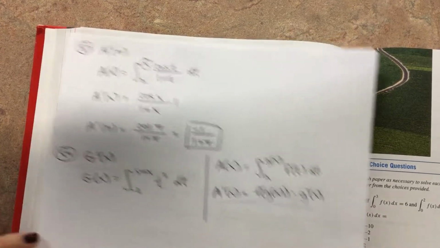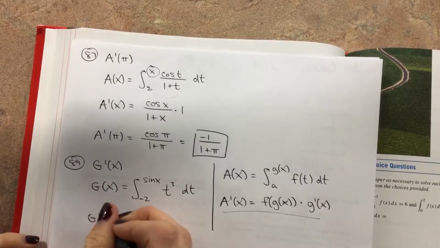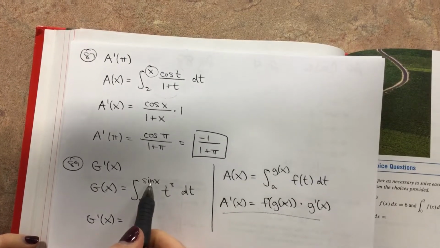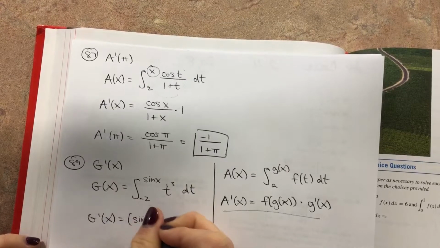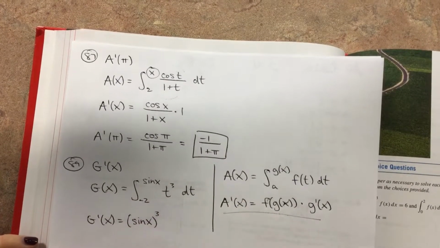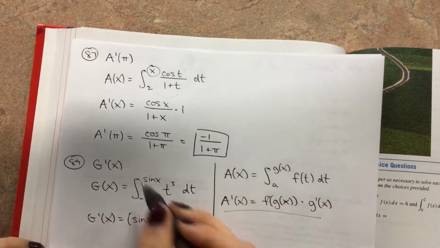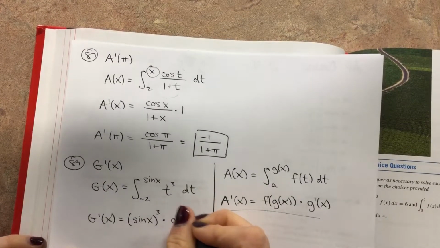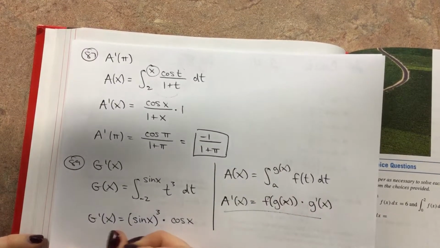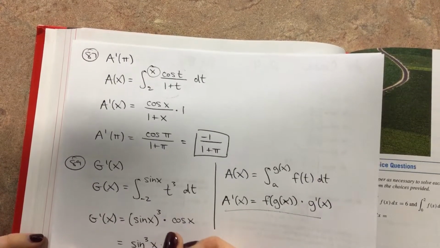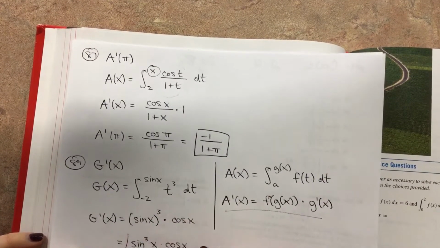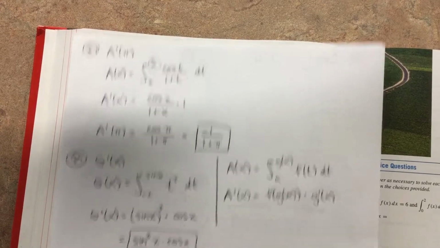We're going to sub everything in here. So if I'm looking at g prime, I first start by taking the upper bound and subbing it into that expression. So I have sine x raised to the third instead of t to the third, and then you finish off by multiplying by the derivative of that upper bound, which would be cosine. So just rewriting so it's in more familiar notation, write it like that. And that would be our expression for number 89. Whoops, there we go.